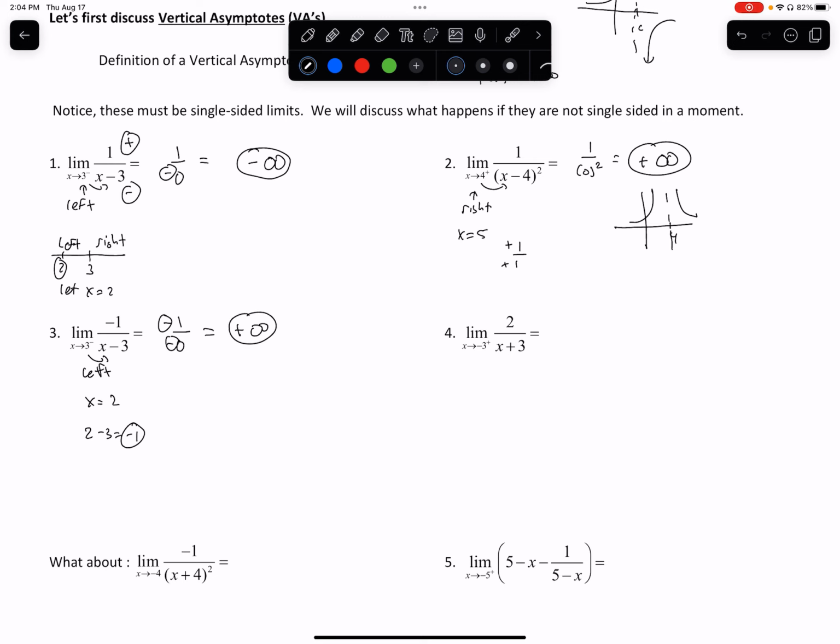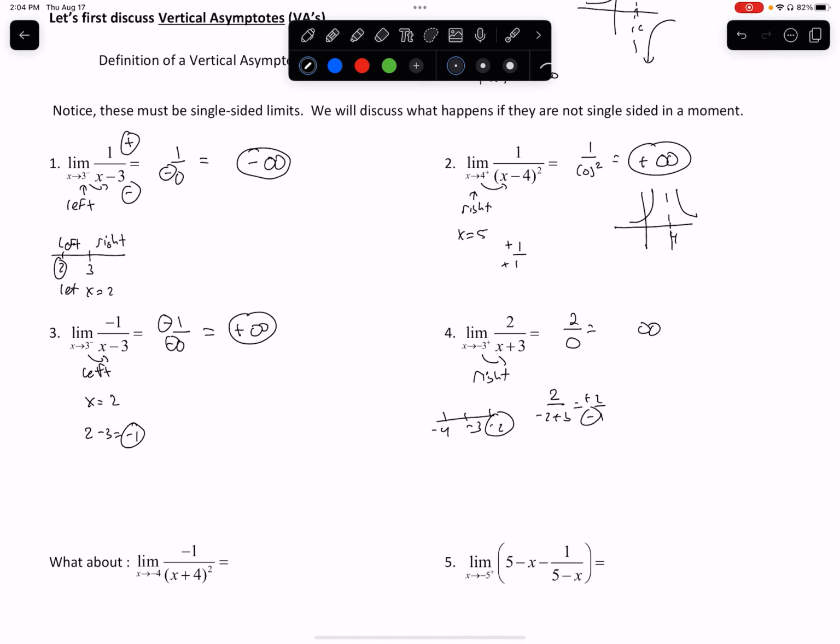Very easy to do. Ready? Let's try the next one. If I plug this in, I get a positive 2 on the top. If I plug in, I get 0 on the bottom. We're approaching from the right, so pick a number close to -3 from the right. So here's -3, there's -4, -2. So I'll pick -2. So I would get 2 over -2 plus 3. I get 2 over 1. The top is positive, the bottom is negative.